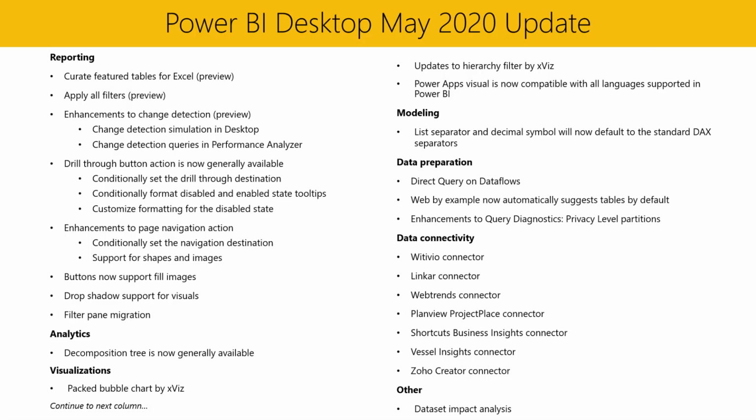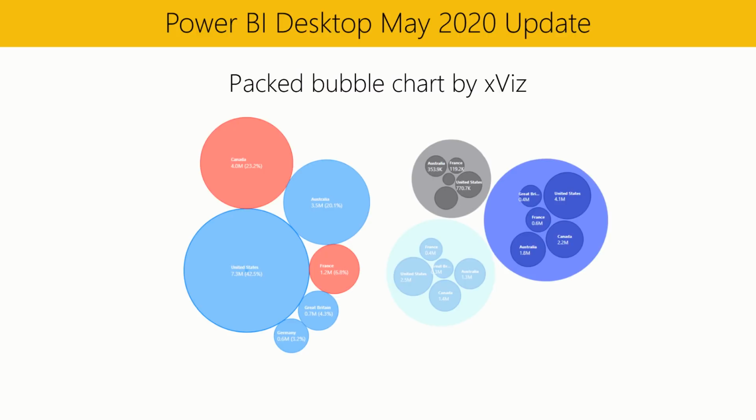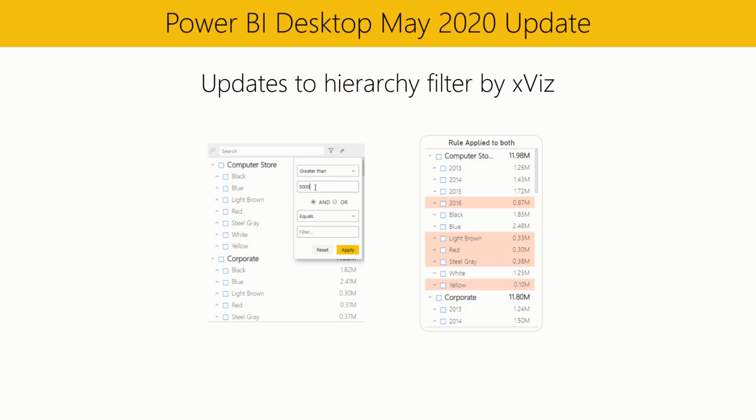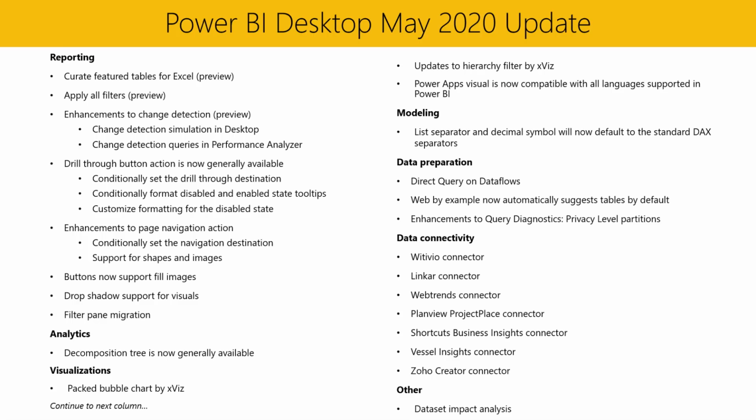Next is our visualization section. First, we have the packed bubble chart visual from xViz. Next, we have some updates to the hierarchy filter by xViz. It includes highly requested improvements such as search, unbalanced hierarchy support, conditional formatting support, and other formatting options. The last update in this section is that the Power Apps visual now supports all of the different languages that Power BI supports. Moving on to our modeling section.